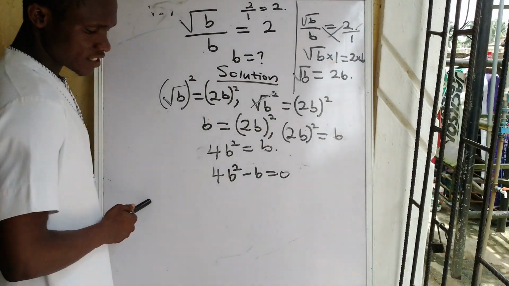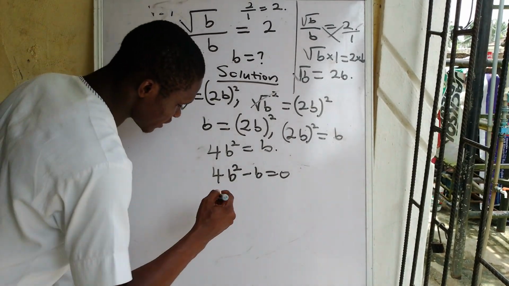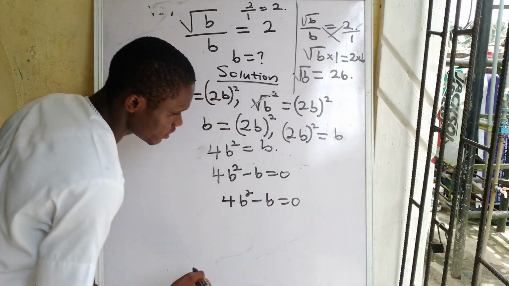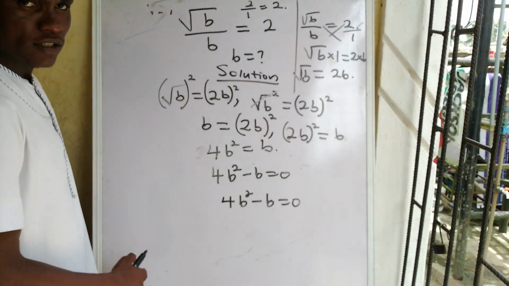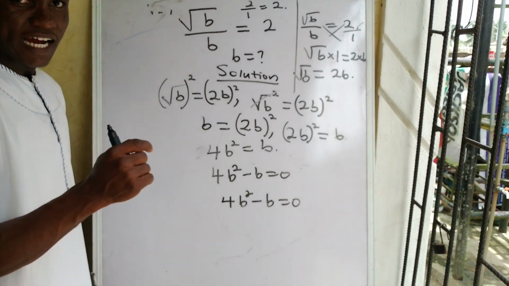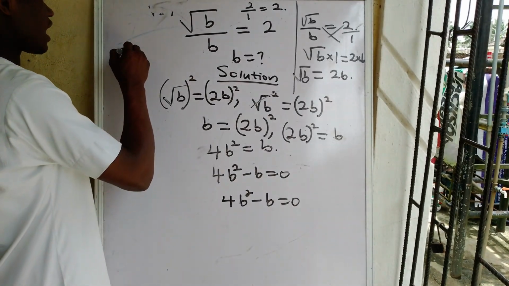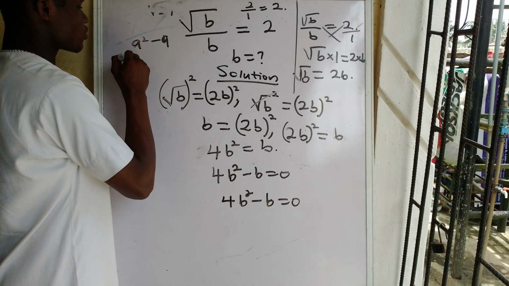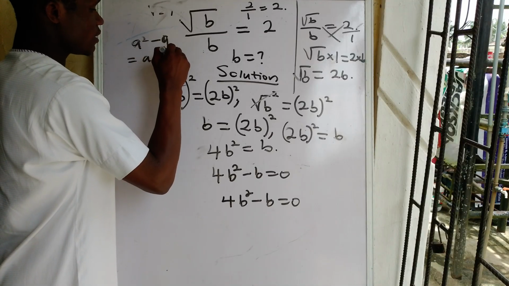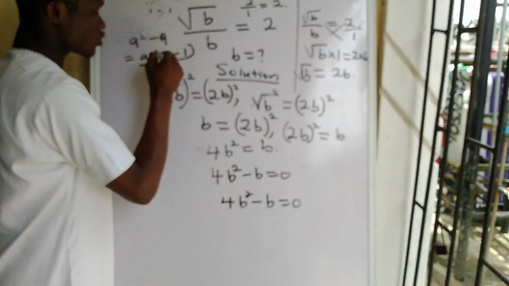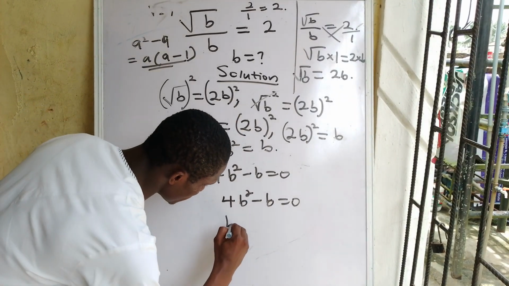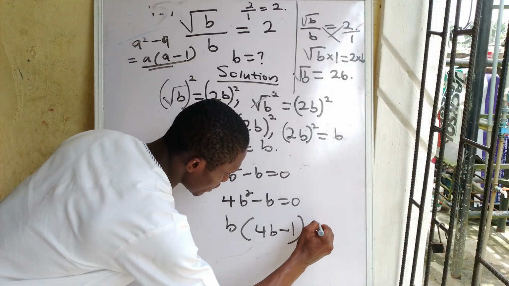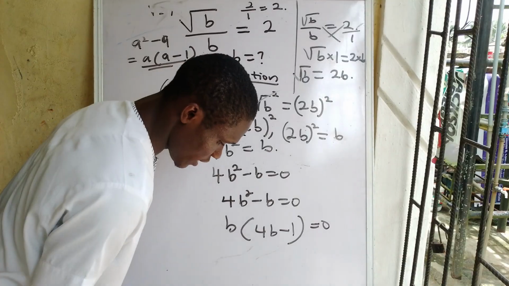Okay, having this, let's move on. So we have 4b squared minus b equals 0. We can see that there's something common between 4b squared and b, and that is b. Remember, from simple mathematics, a squared minus a is also equal to a(a minus 1). So if we put this rule here, we simply have b(4b minus 1) equals 0.